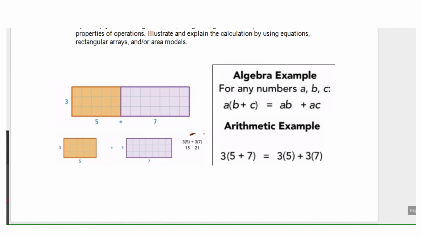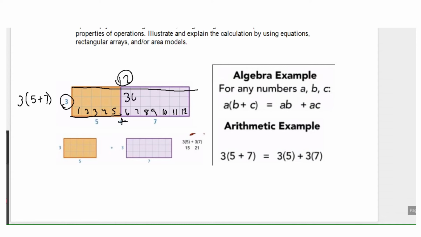So if you have, so this one right here is represented by 3 times the sum of 5 and 7. So you have the sum of 5 and 7. So the sum of 5, 1, 2, 3, 4, 5, plus 7, that'll be 6, 7, 8, 9, 10, 11, 12. So the bottom factor, or the top base, is 12. So now you have 12 3 times, which is equivalent to 36. So you have a total of 36 boxes.